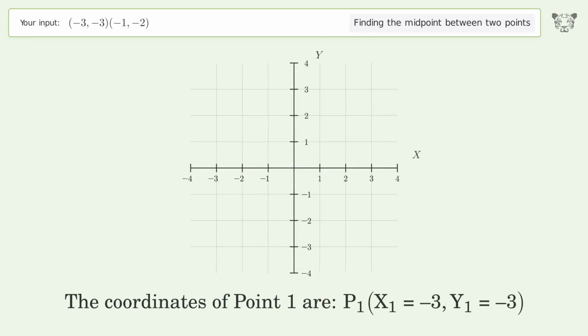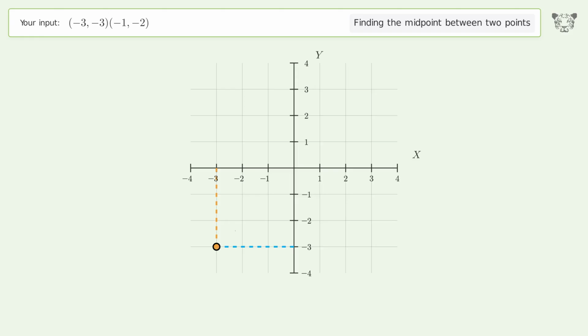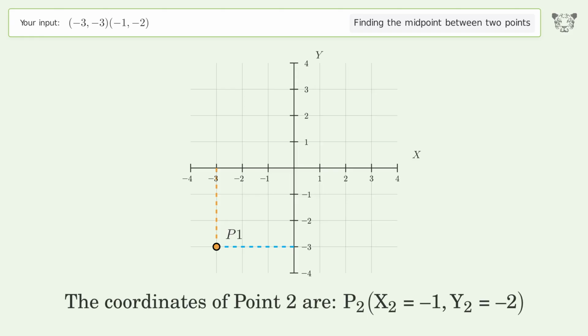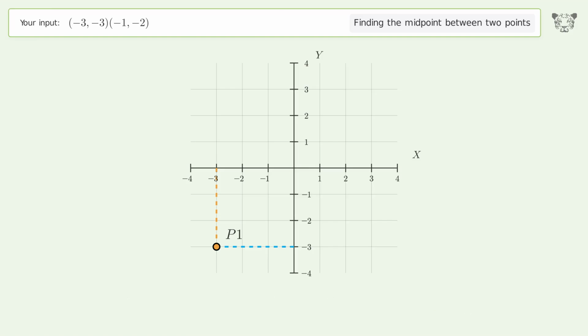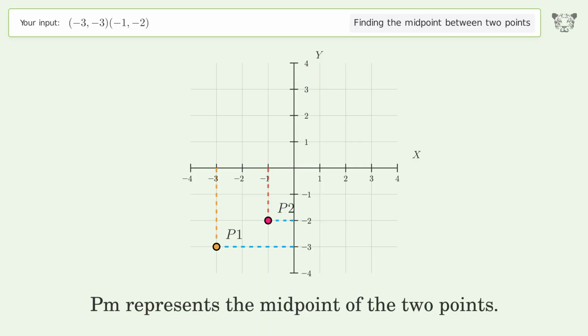The coordinates of point 1 are x1 equals -3, y1 equals -3. The coordinates of point 2 are x2 equals -1, y2 equals -2. PM represents the midpoint of the 2 points.